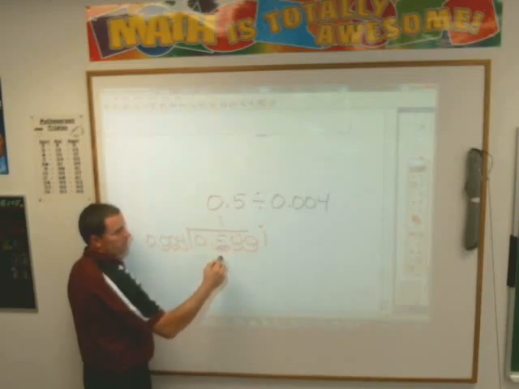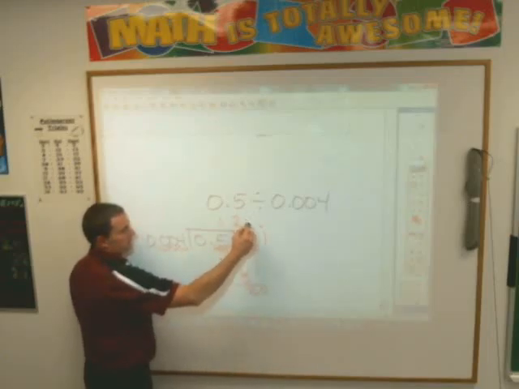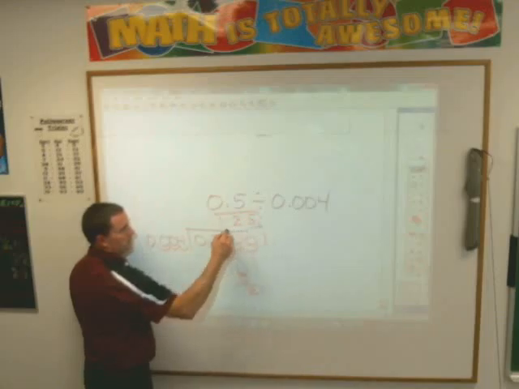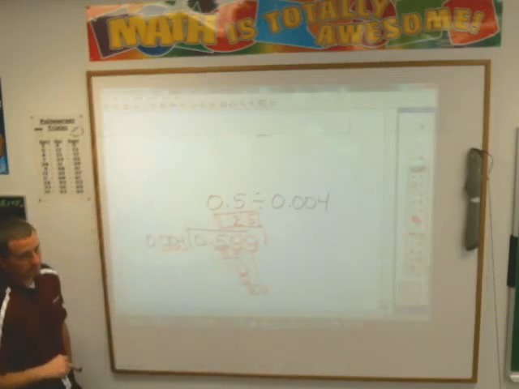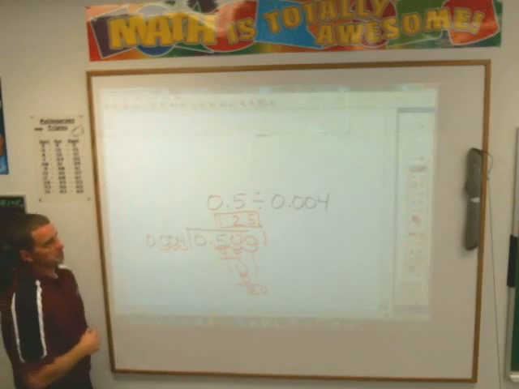4 goes into 5 once. 4 goes into 10 twice, and 4 goes into 25 6 times. The answer should be 125. Can we leave the 0 before the 1? Do you ever see a 125 written with a 0 in front of it? No. Then that's a good case.